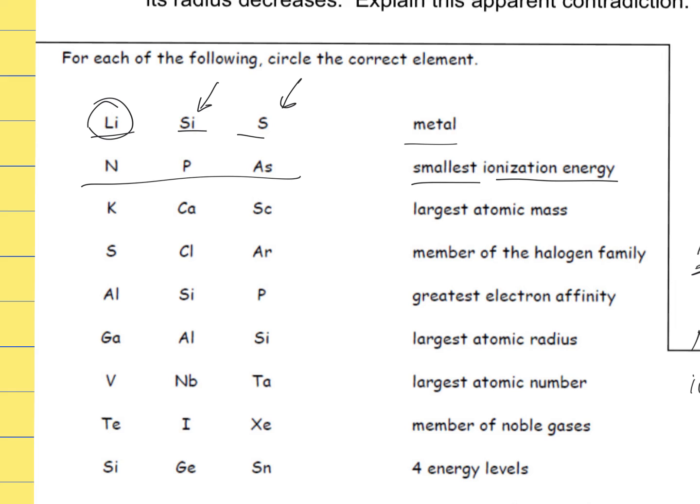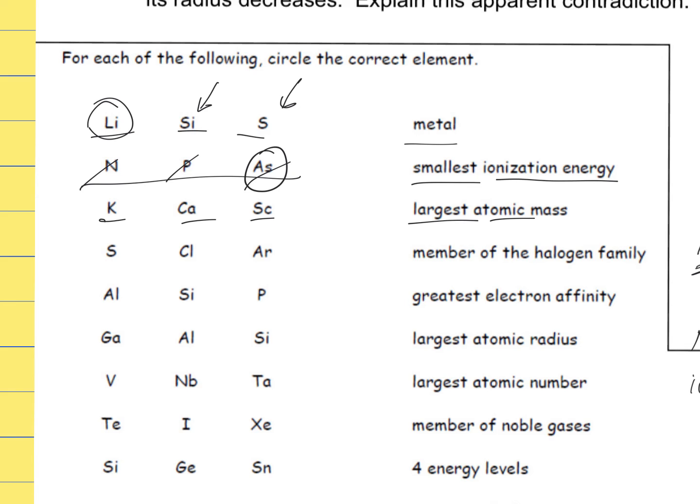Nitrogen, phosphorus, astatine. You are down a group. This is period 2. This is period 3. This is period 4. The smallest one, this is the one. Largest atomic mass. Now you have to look at the periodic table, but that's so simple because this is in group 1. This is in group 2. Scandium is in group 3.